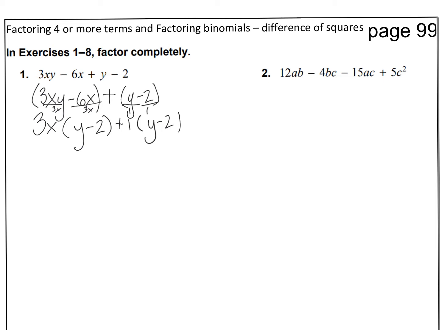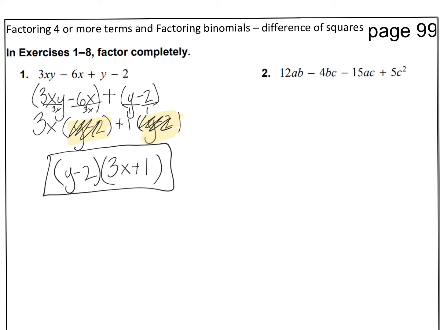Okay, then let's look at the problem. Did this work out for me the way I wanted it to? Yes. I have the same binomial here and here. Since I have the same binomial, I'm ready to factor into 2 separate binomials. Put what they have the same inside the first pair of parentheses, get rid of it, and then put what's left inside the second pair of parentheses. So y minus 2 times 3x plus 1 is the answer here.